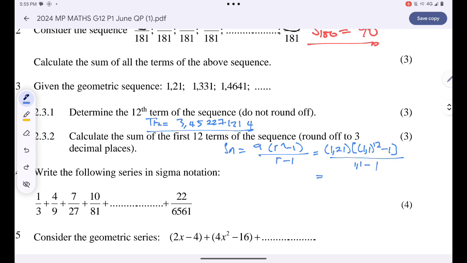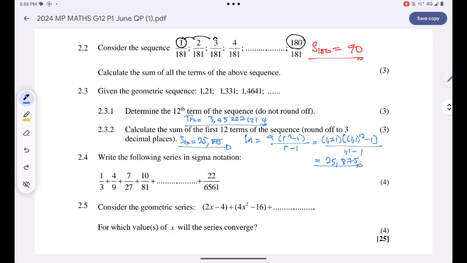So this will simply give me my sum. 1.21 close brackets, open bracket, and another one, 1.1 to the power 12 minus 1 close bracket divided by 1.1 minus 1. So this will simply give me 25 point. I'm supposed to round off to 3 decimal places, right? It's 25.875. This is the sum of the first 12 terms of my sequence. So S of 12 is basically 25.875. Okay.